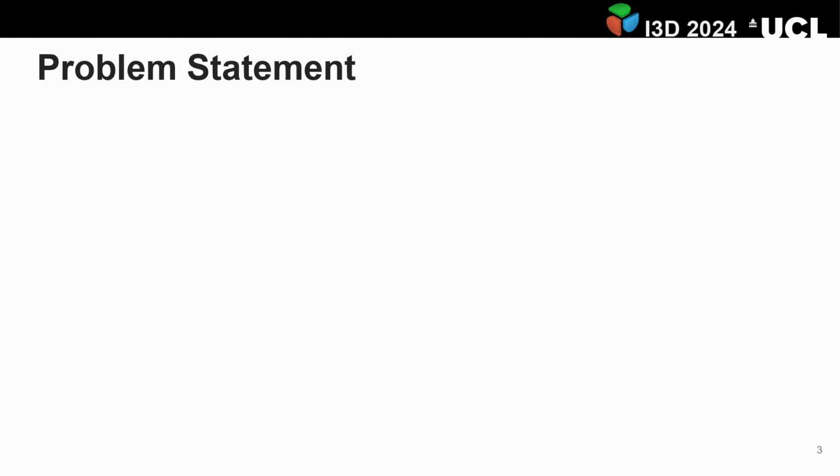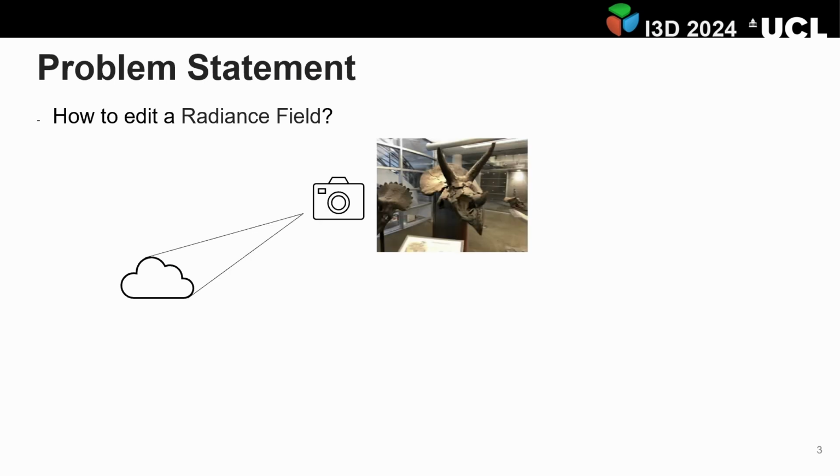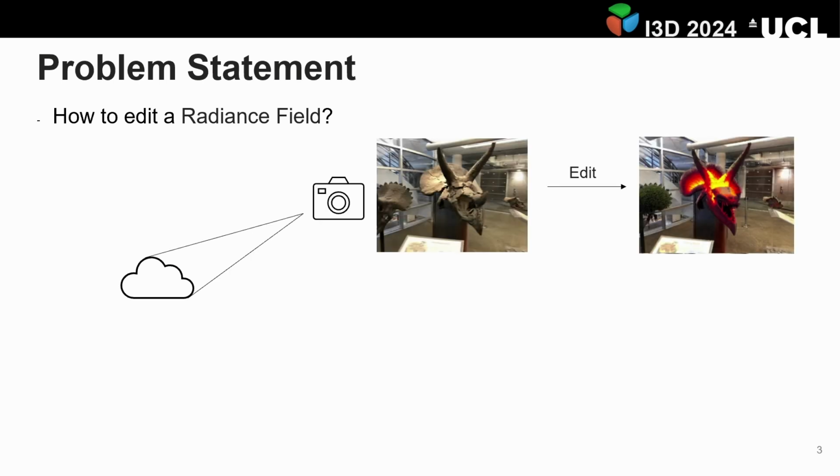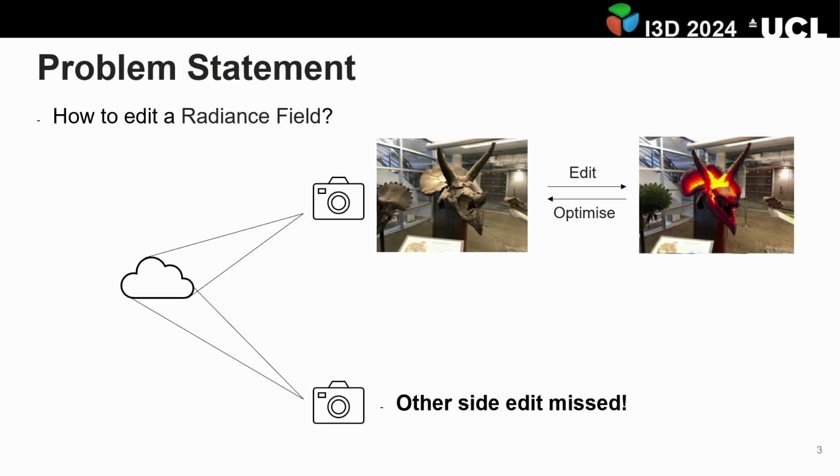So let's think about how to edit a radiance field. A simple idea is we have a radiance field and we have a rendered view. We can use an image editing tool to edit this view. For example, we can edit it to a fire dragon. Then we can use this edited view to optimize the NeRF. However, it will lead to an issue: the other sides are left unedited.